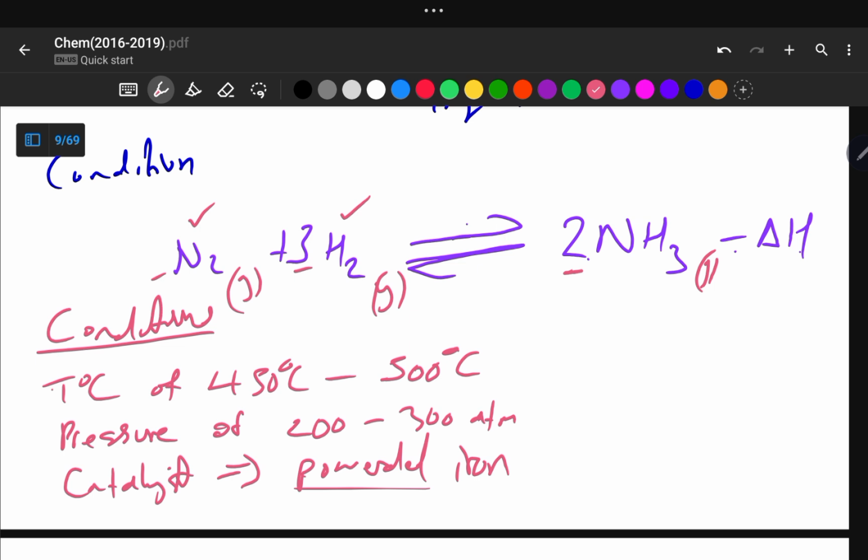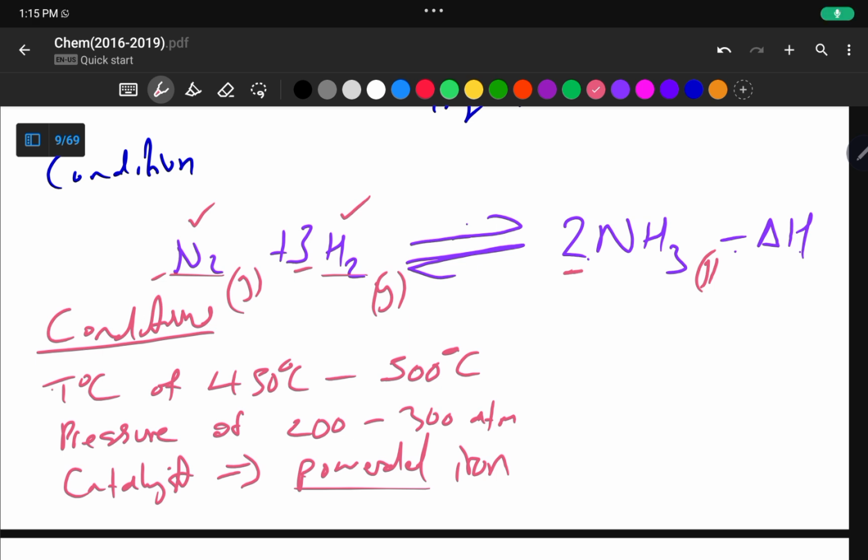So to use solid iron, it will catalyze the reaction, but at a slower rate. So to maximize the yield and also to increase the rate of the reaction, we use powdered iron, right, to increase the surface area for the adsorption of the nitrogen gas and the hydrogen gas, right? So these are the conditions of the Haber process.